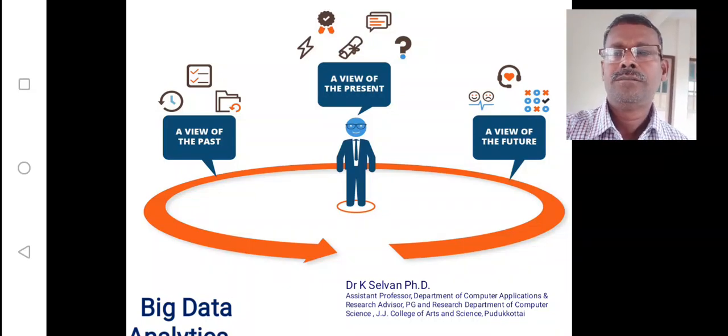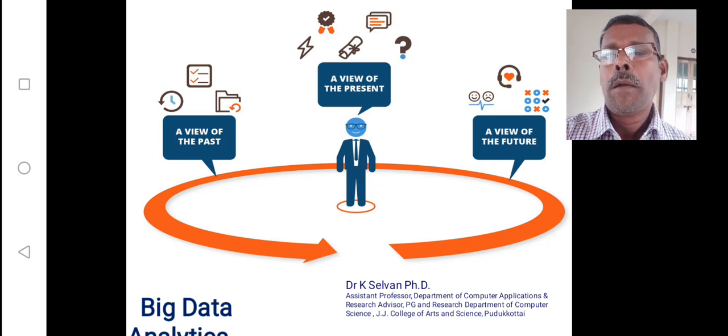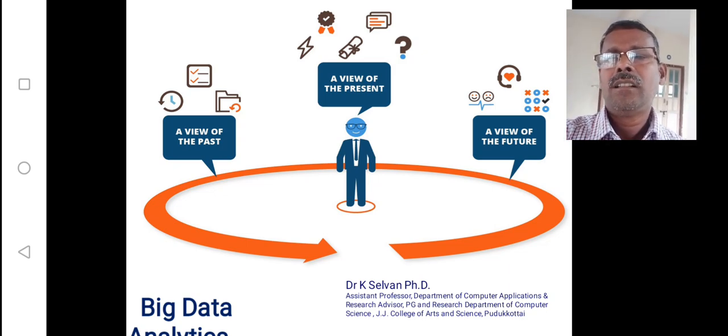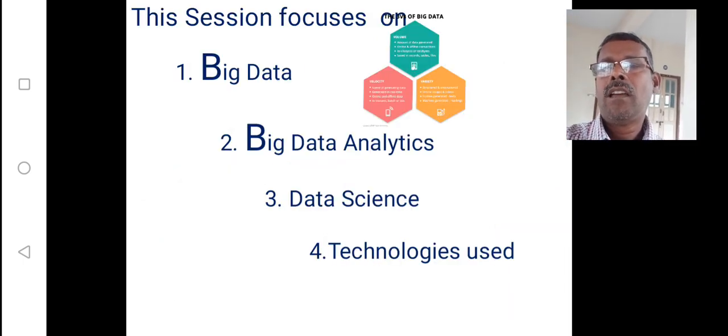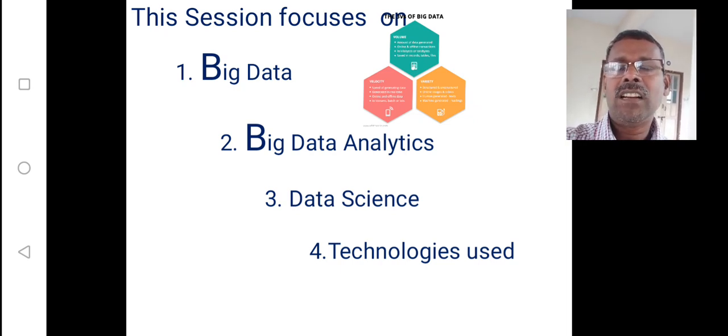Very good morning. In this session, we are going to discuss big data analytics. We are going to discuss four topics: big data and its definition, what a big data analytics actually is, what data science emphasizes, and the software technologies used for big data analytics and data science.